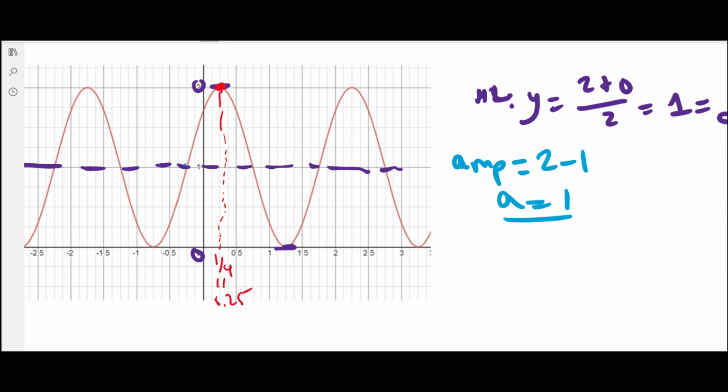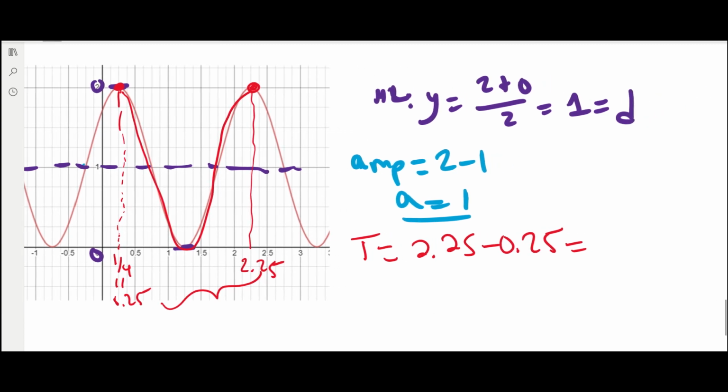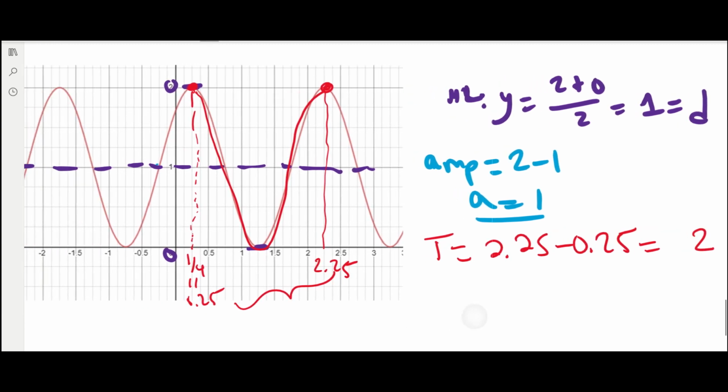So if we pick that point, and then if you trace the curve, it's going to stop right here, right? So then that's going to be at 2 1/4, so that's 2.25. So what's the distance between 0.25 and 2.25? Well, you just got to subtract those 2 points. So 2.25 minus 0.25, that's going to give you 2. So the period is 2.